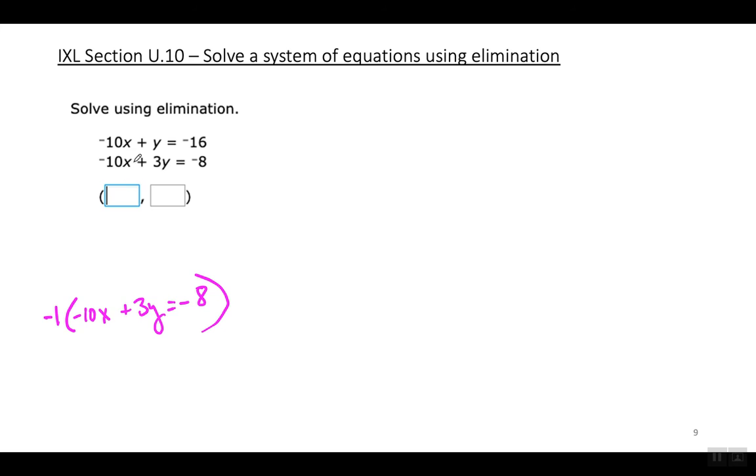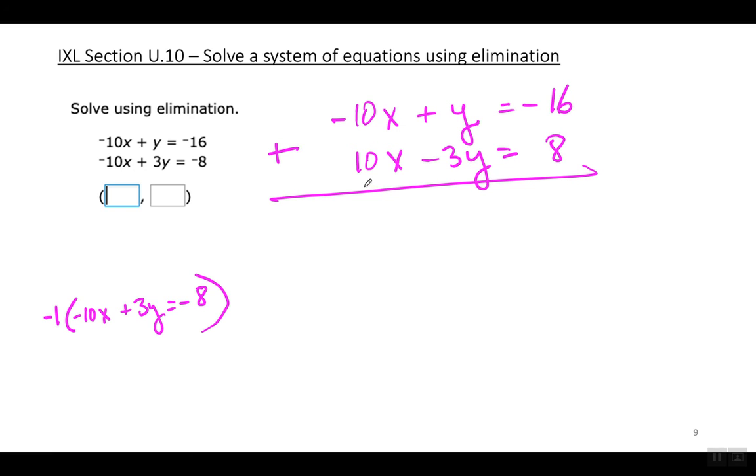Or you could just think about it as subtracting the two equations. That would work as well. But just for the sake of doing it the same way and so that more people will understand it, I'm just going to keep it that way. So when I multiply everything here by negative 1, I'm going to get positive 10x minus 3y equals positive 8.